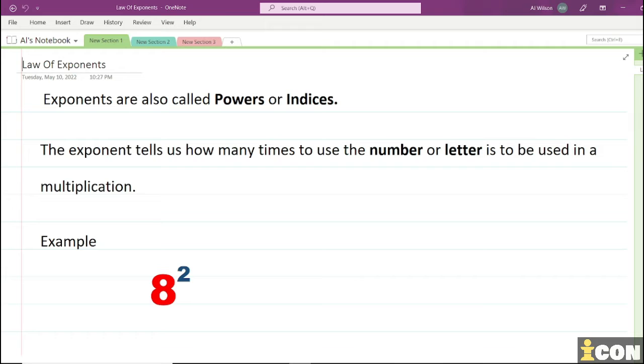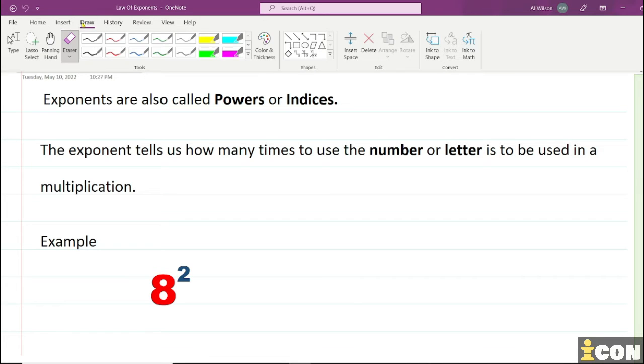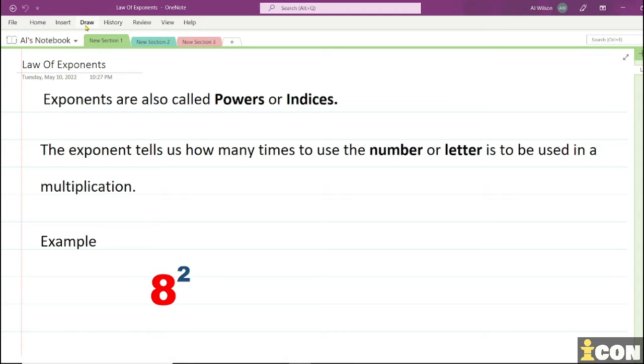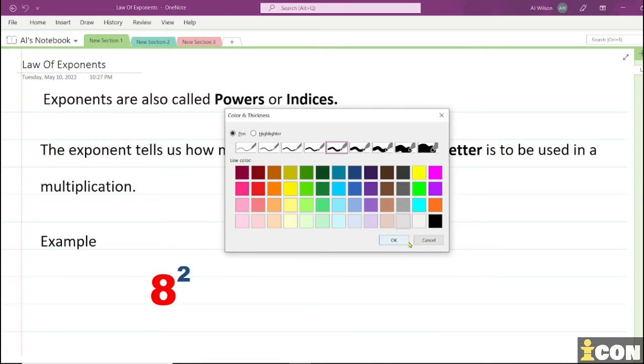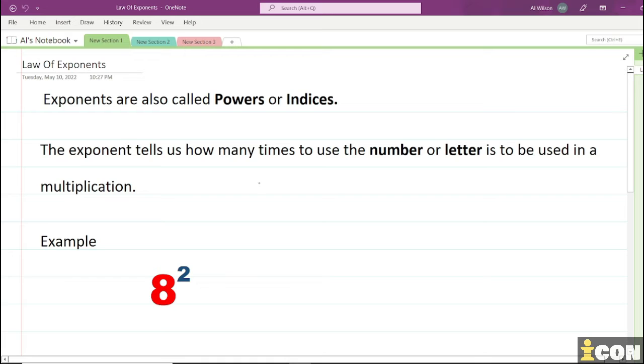So now let's begin. Exponents, as we outlined, can also be called powers or indices. And what the exponent tells us is how many times to use a number or a letter in a multiplication. So let's review what we actually have already outlined. Now starting here, we have 8 squared. And with that being said, what is our base? And what is our index?